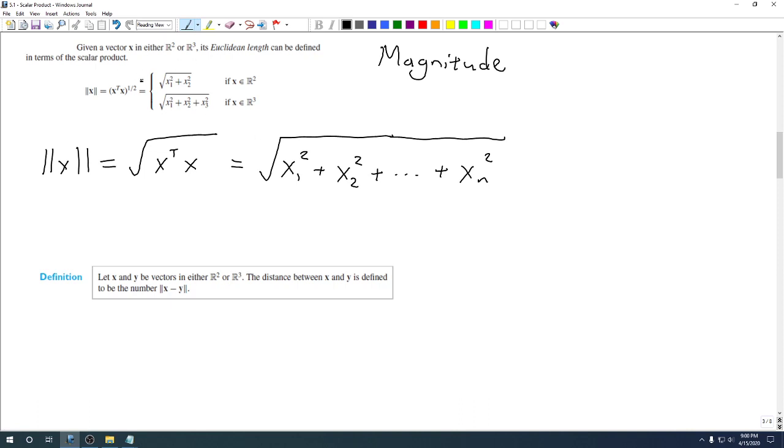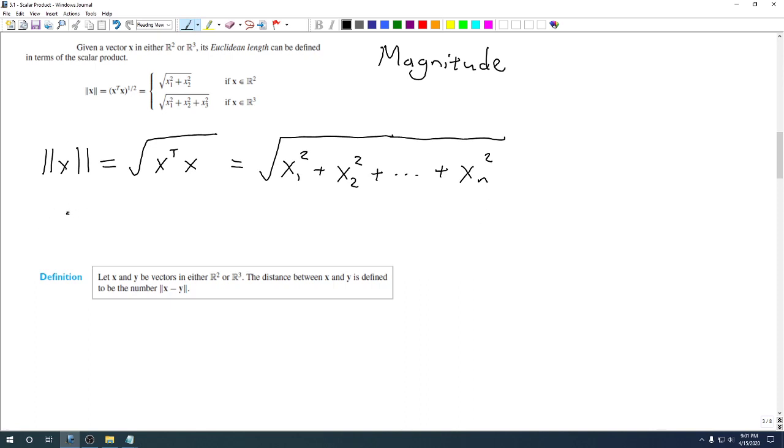The book decided to define most of its things in terms of just R2 and R3, and then talk about Rn later, but I don't really feel any reason to do that. Our definition just makes sense for Rn anyways. So we can write this out very nicely in terms of the elements of x.